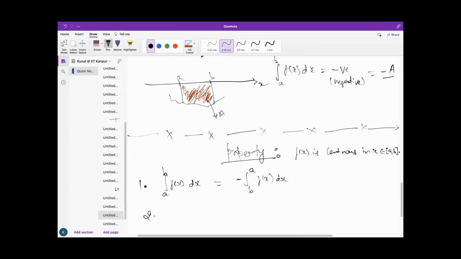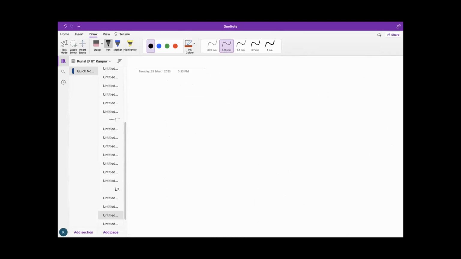Now the second property is: integral from a to b of fx dx, where again the function is continuous in x and x belongs to a to b. So it will be equal to the integral from a to b of ft dt. So let me try to prove it.